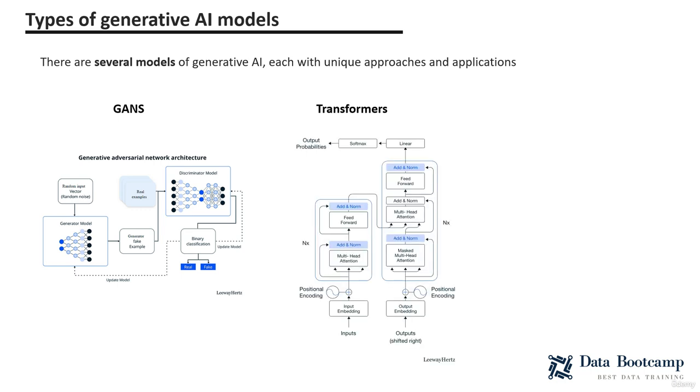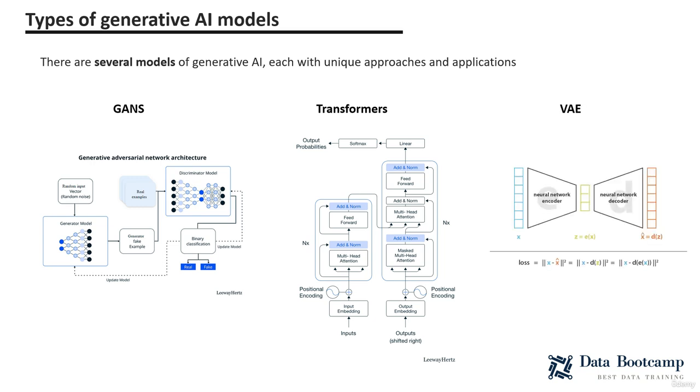Secondly, we have transformer-based models, which are widely used for natural language processing. Finally, we have the variational autoencoder models, also known by the acronym VAE. Throughout the upcoming tasks, we will delve deeper into each type of model.